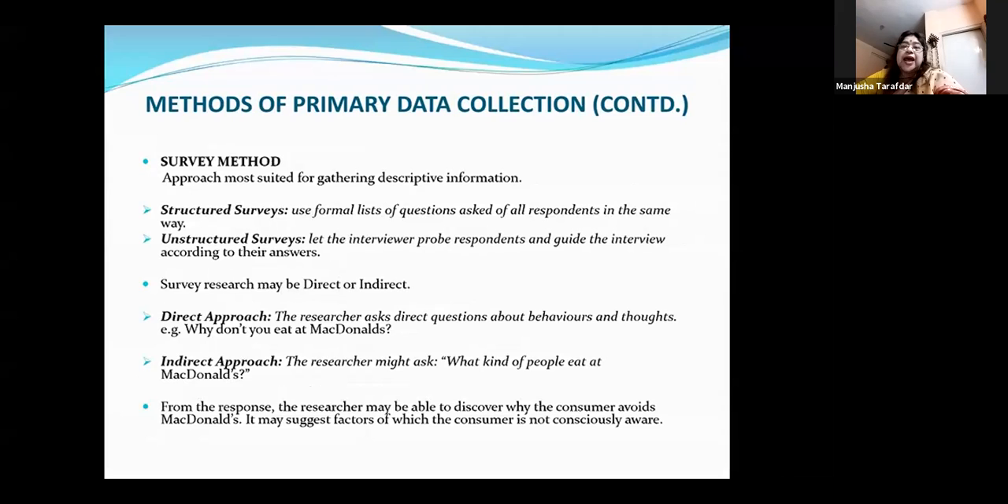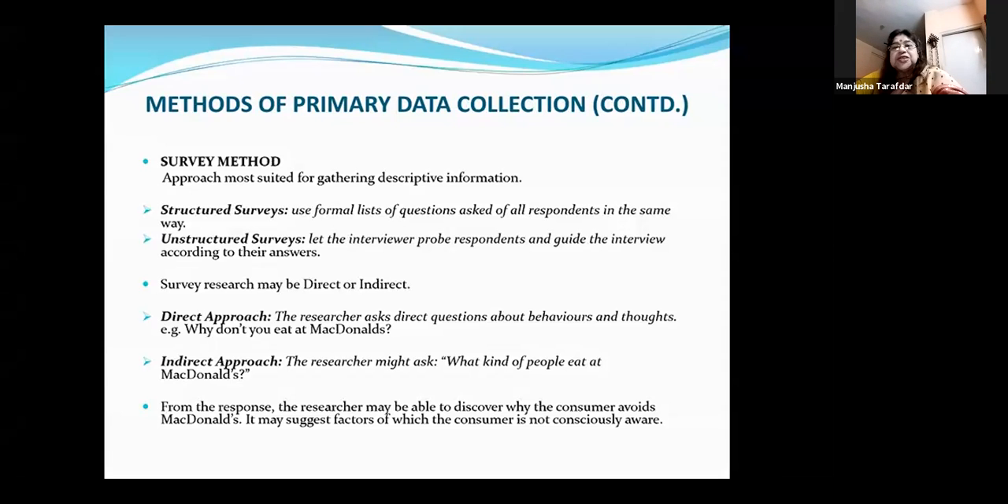Then the survey method, the approach most suited for gathering descriptive information. Structured surveys and unstructured surveys. Structured surveys use a formal list of questions asked of all respondents in the same way. We are preparing only one structured survey questionnaire, and we are applying this survey questionnaire to all the sample group, or the sample individuals of the group. So this is a structured survey.